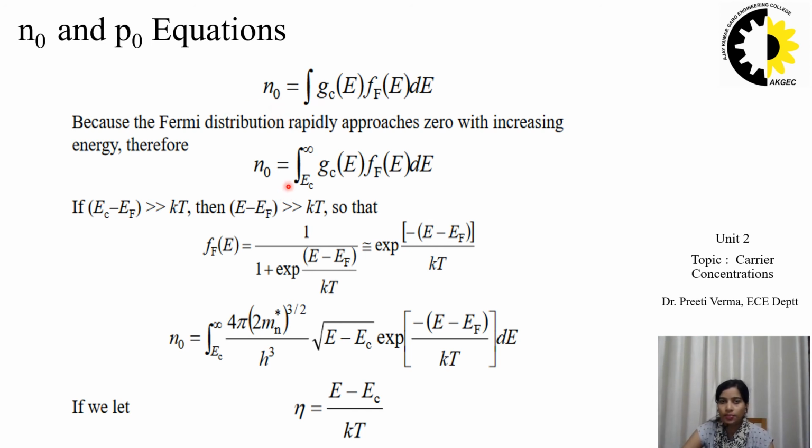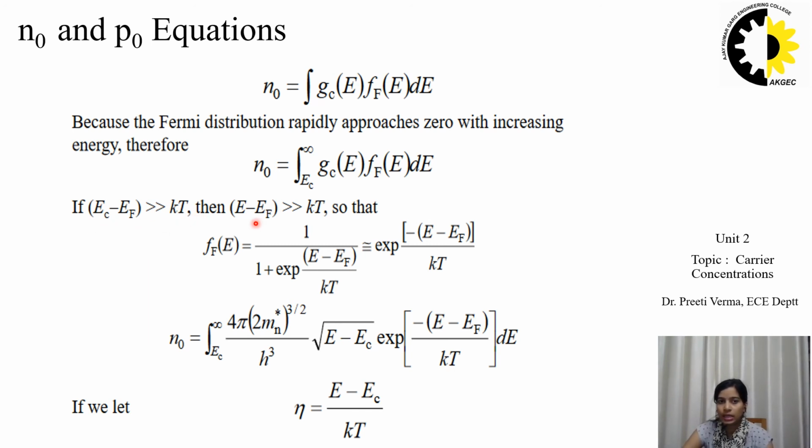So our conduction band is rising from EC to infinite. It is taken as the limit, so that all the ranges, all the energy levels of the conduction band are included in this. So integrating this function from EC to infinite and taking an assumption that EC minus EF is greater than KT. This is called the Boltzmann approximation.